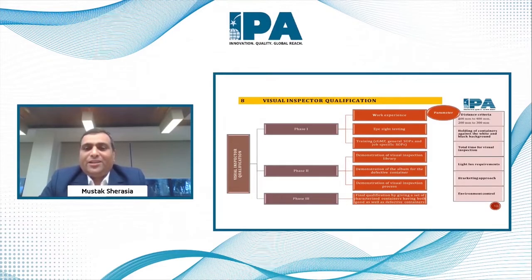The important criteria to be followed here are distance criteria and handling of containers. It could be from 1 to 5, depending on the size of the containers considered for inspection. And total time of visual inspection taken and fatigue of the operator are also to be part of your visual inspector qualification. Lighting criteria and the bracketing approach of containers are also considered while qualifying your inspector, and the environmental conditions which you need to consider during your qualification of the inspector. Next slide.